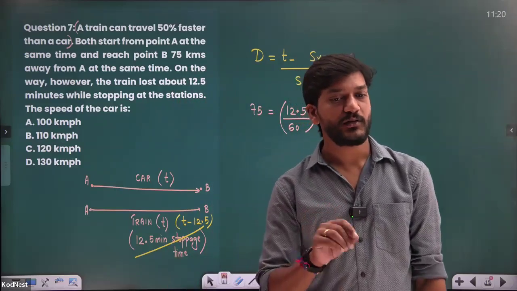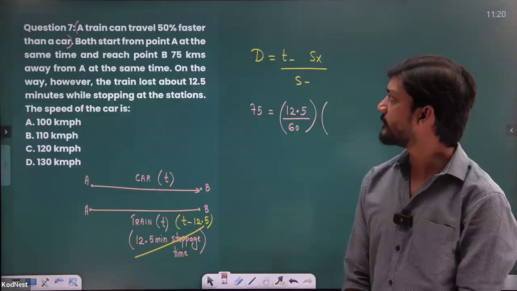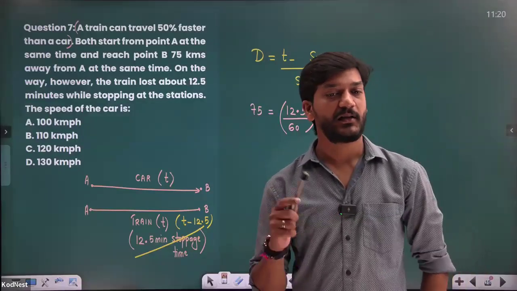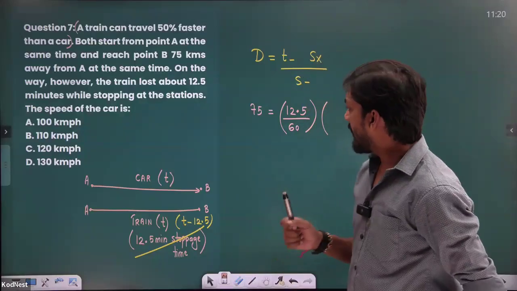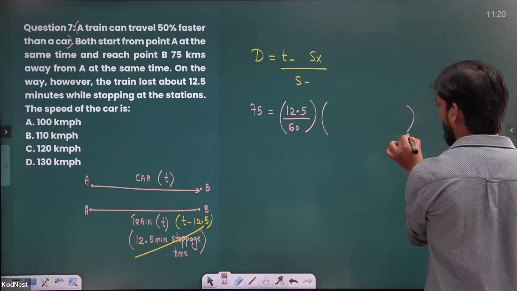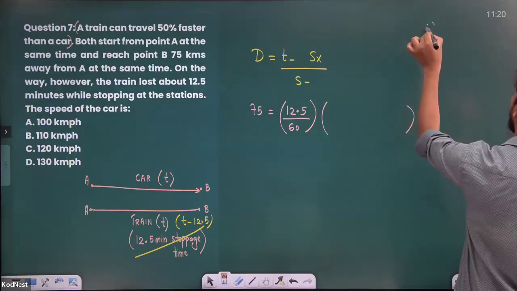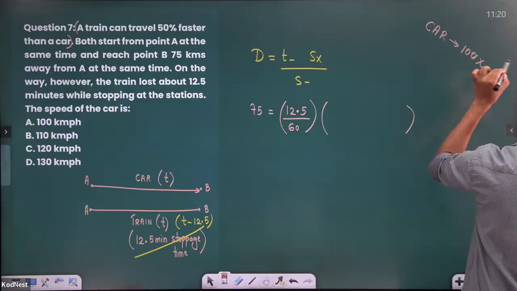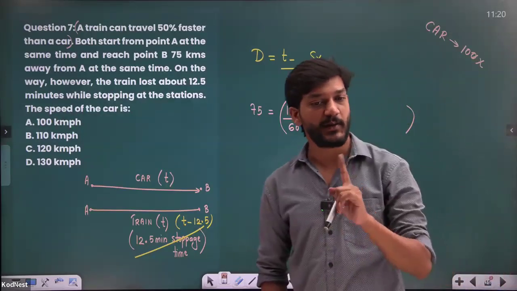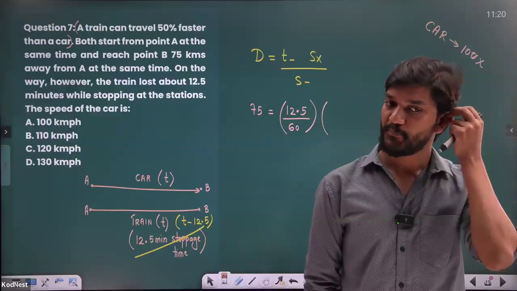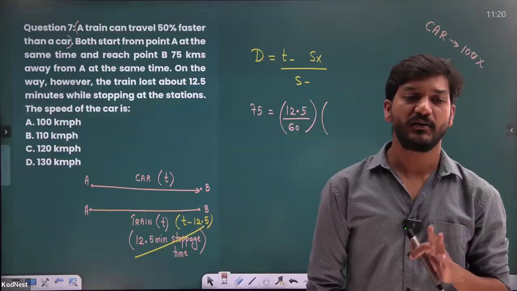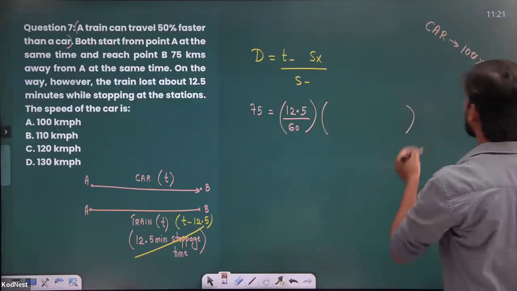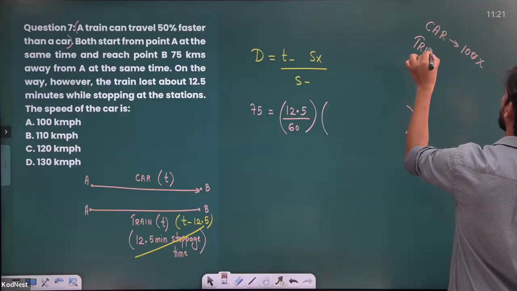Who is faster? Who is slower? Just tell me that. The train is 50% faster than a car. Okay, carefully answer: suppose I say the car speed is 100 times x. What is the speed of the train? 100x for the car. 50% faster means plus 50, so the train speed will be 150x.